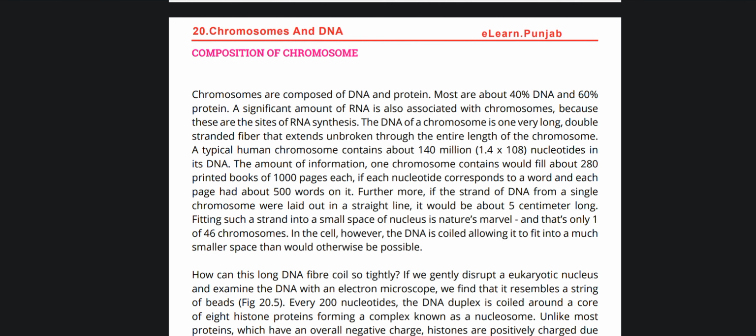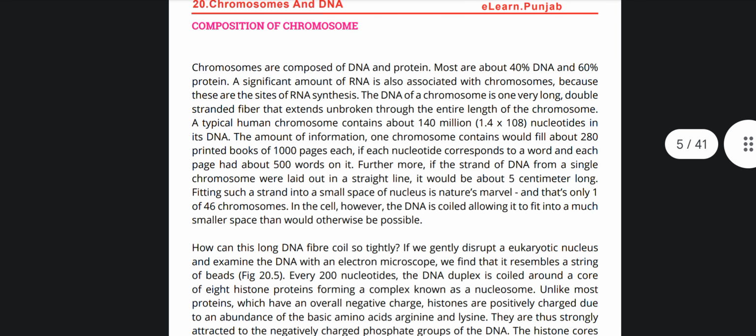Let's look at the composition of chromosomes. Chromosomes are composed of DNA and protein. Most are about 40% DNA and 60% protein. A significant amount of RNA is also associated with chromosomes because these are the sites of RNA synthesis.